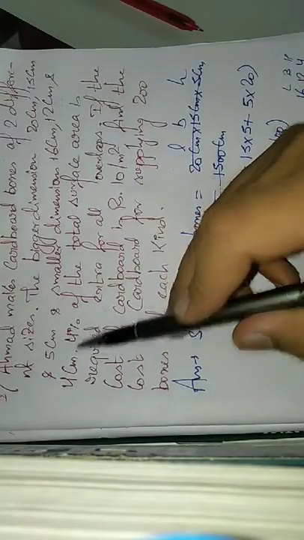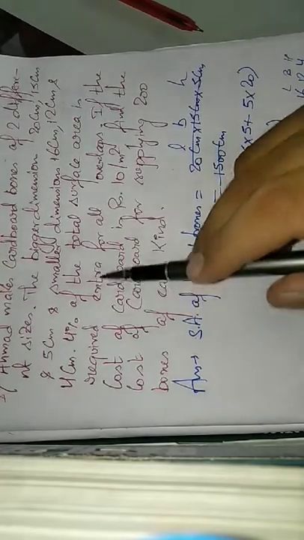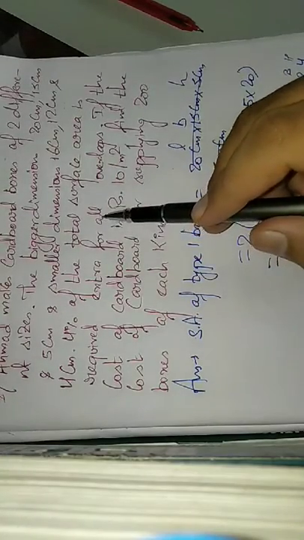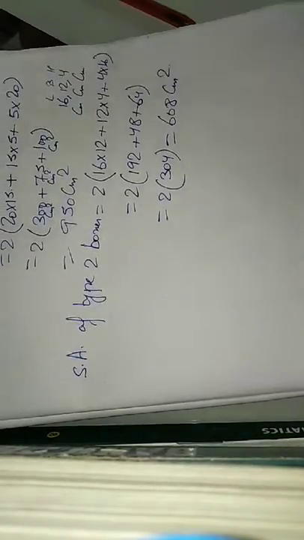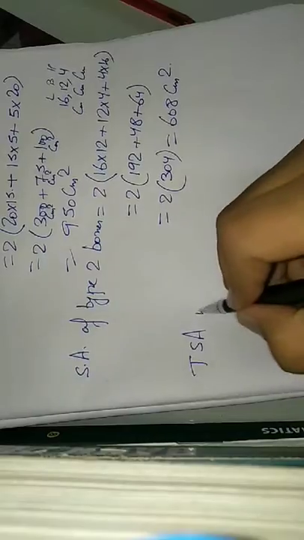4% of the total surface area we have done till here. Whatever information they have given till here, we have processed it. Now next, 4% of the total surface area is required extra for all the overlapping. If the cost of cardboard is rupees, what is the total surface area we have worked with?